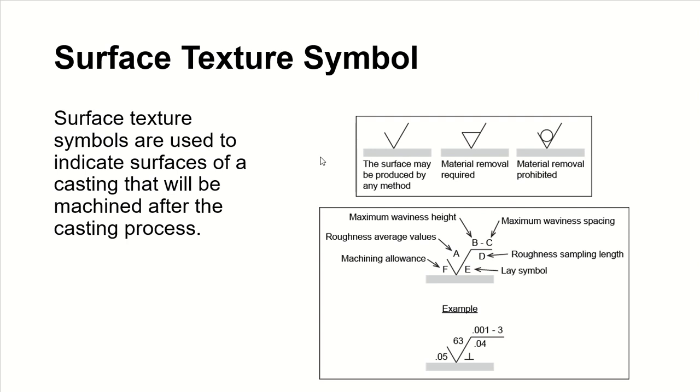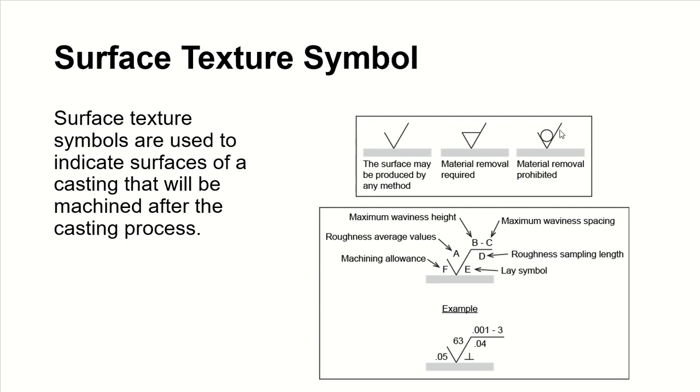Okay, then we are going to communicate what we are going to do about the surface, after manufacturing of course. So if you draw like this, it means you're communicating to your machining people that this surface is produced by any method, and you're going to communicate to the people in the manufacturing process. Here I draw it this way, meaning material removal is required for the surface, okay.